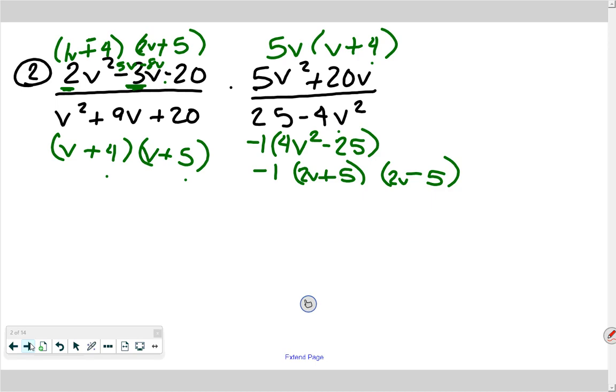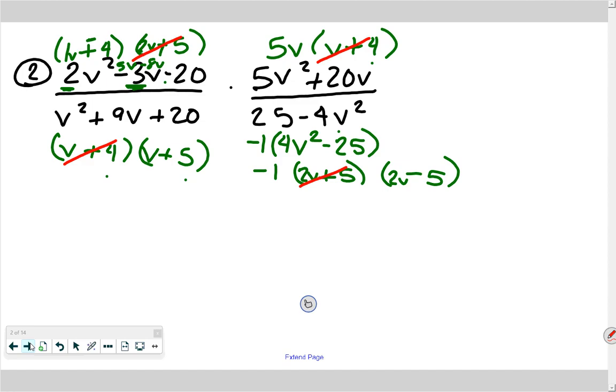Okay, so now that they're all broken down, we're looking for anything on the top with anything on the bottom that you can cross-cancel with. They have to be the same thing. So I could do this b plus 4 and b plus 4, 2b plus 5 and 2b plus 5, and there's nothing else left.